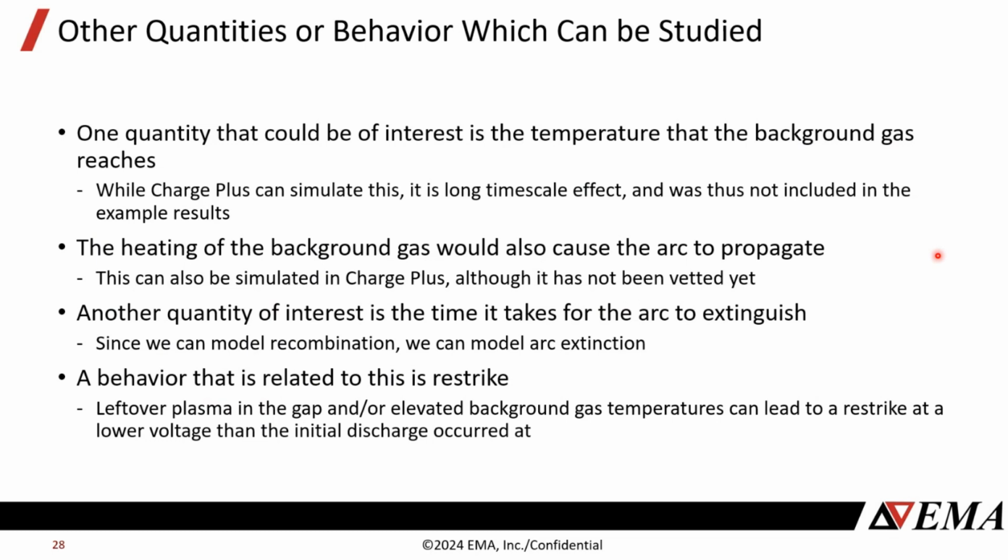And we can also model arc extinction, since we can model recombination. So you can know if your arc will extinguish itself once it forms or not. And then related to that arc extinction, we can also simulate restrike. So when an arc extinguishes, there will still be some leftover plasma in the gap, and the background gas might have an elevated temperature. Both of these in combination can cause another discharge to occur at a lower voltage than the initial discharge did. And so Charge Plus can be used to study that as well.